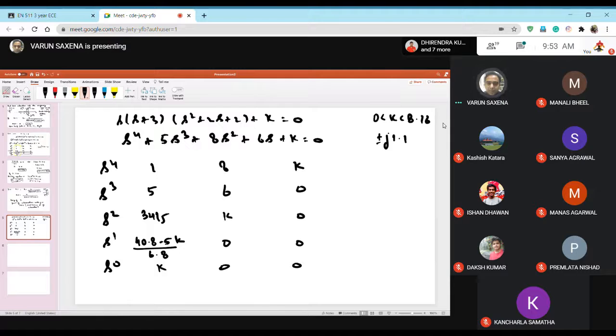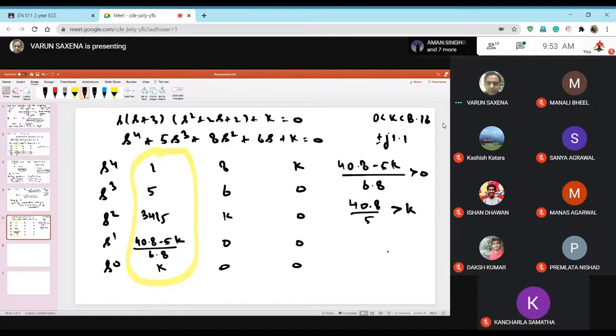So now if you look at this, for this system to be stable, if we just focus on this thing, we should have 40.8 minus 5k divided by 6.8 greater than 0, number 1, which would essentially tell us that 40.8 divided by 5, this value comes out to be 8.16. And this is the first condition. And then from here we get k should be greater than 0, which means the value of k must lie between these values.